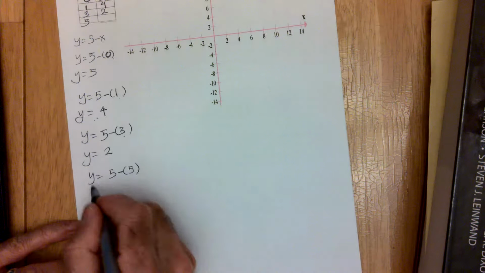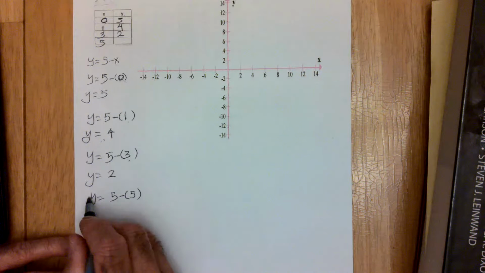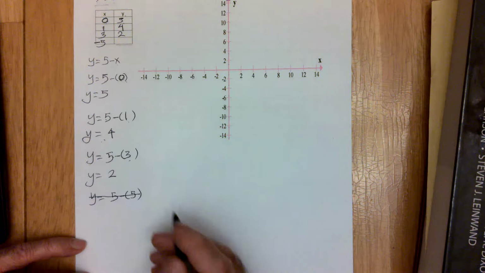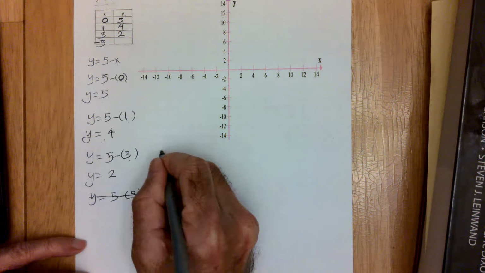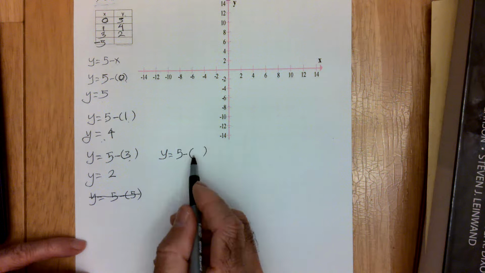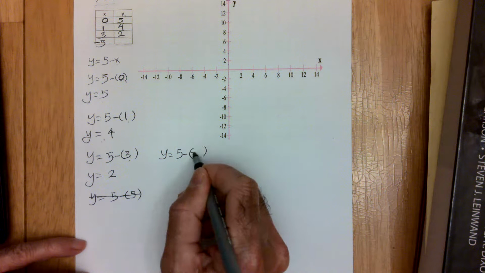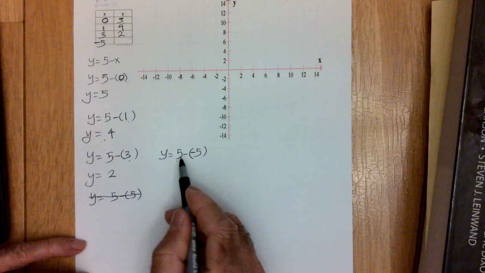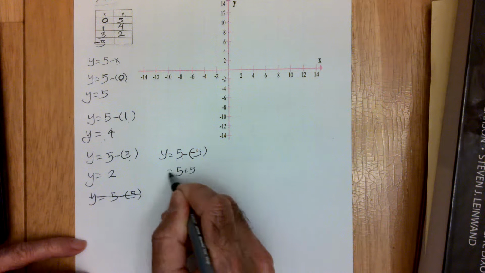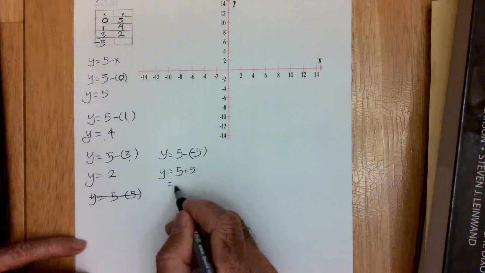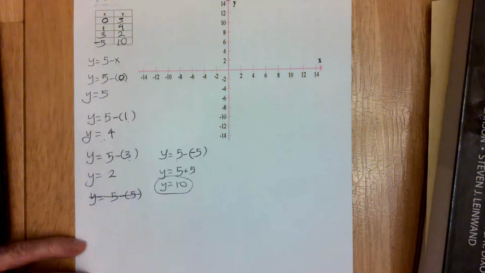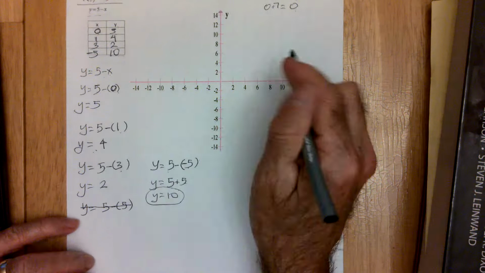Actually, you know what? Let's just go ahead and pick a negative number. Show you that we can pick any number we want. So I'm going to pick negative 5. So now we have y equals 5 minus. Now the way you would replace a negative value is you put that in here. So 5 minus a negative 5 is going to be the same as 5 plus 5. So 5 plus 5 is 10. That goes up here.